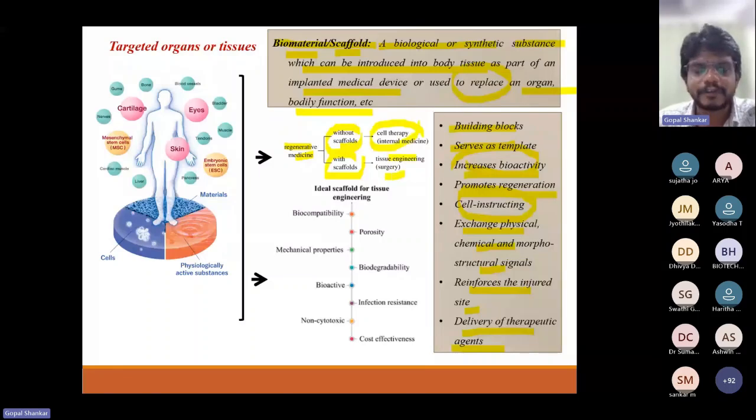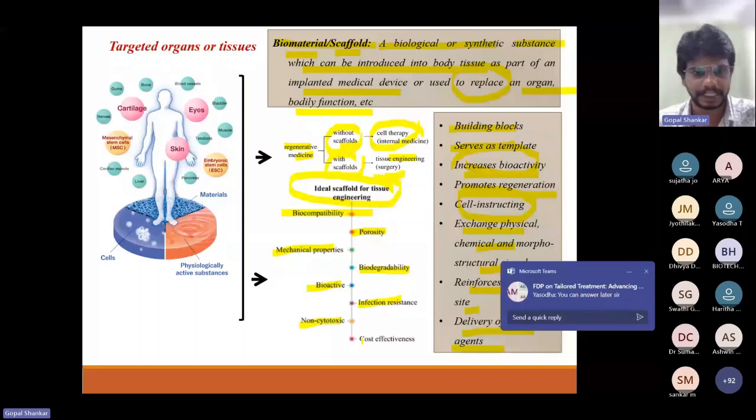And an ideal scaffold material for tissue engineering should be biocompatible. It should not cause any harm. It should have sufficient porosity, which is very essential for the cells to move up and down your material. And it should have mechanical properties that mimic the targeted mechanical properties of the tissue. It should be biodegradable, because biodegradation is essential: the material degrades, and when it degrades, there is simultaneous new tissue formation. It should be bioactive, which means that it should interact with the surrounding environment without causing any immune reactions, infection resistance, and it should be non-toxic, and ultimately it has to be cost effective.